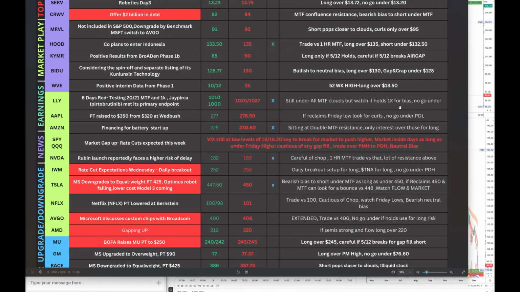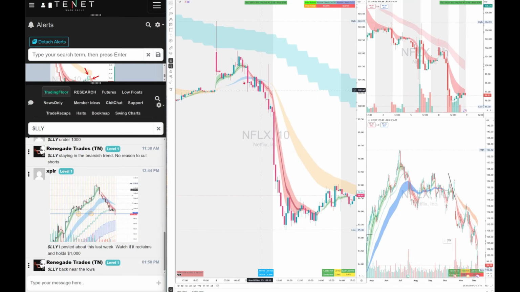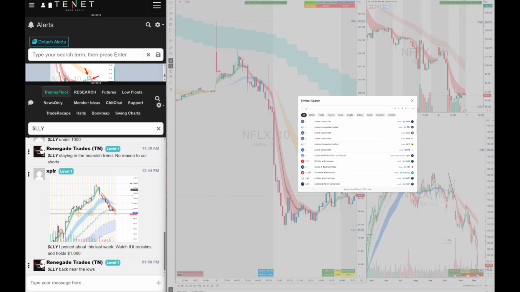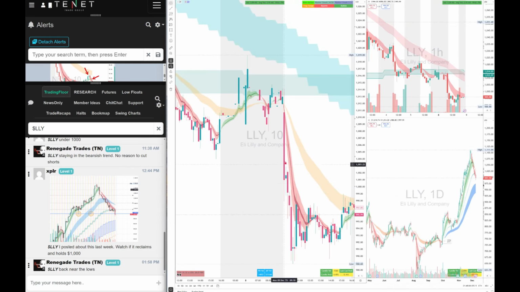Watch if it holds 1K for bias. Do not long it under it. If it breaks 1K, we short it. That's what my traders know. And as you see, once Lilly broke the 1000, it flushed.